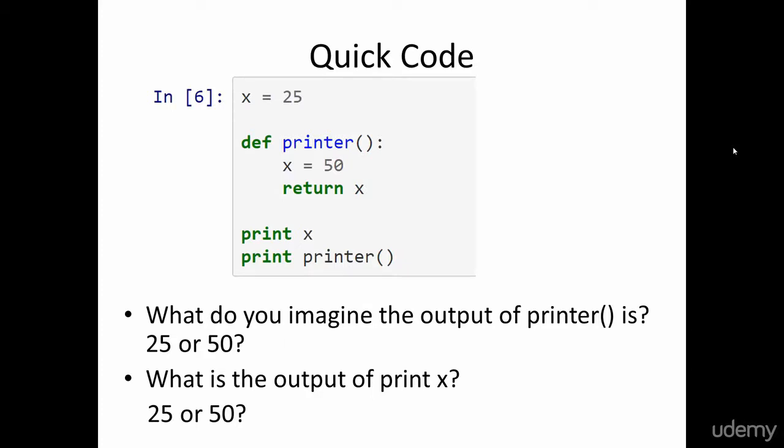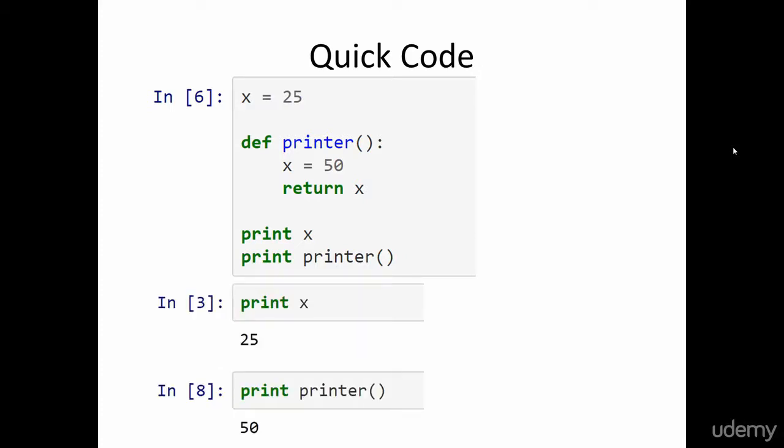Here, we have the cell block that was in the Jupyter notebook. As I mentioned before, you should have gone through the Jupyter notebook already and typed out this code yourself. We have x equals 25, and then we have this function printer, which sets x equals 50 and then returns x. So what do you imagine the output of printer is, and what do you imagine is the output of print x? The output of that print x statement is 25, and the output of print printer is 50. If you notice here, you basically have two different x's, one for printer and one in a more global scale or scope, which we'll learn about in a second.